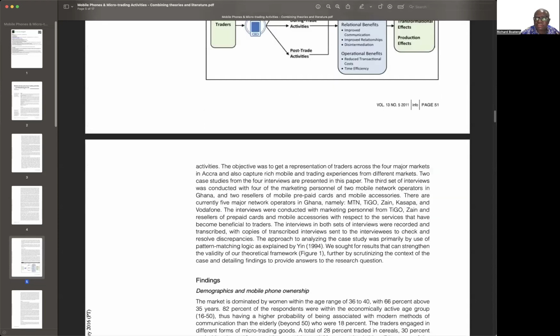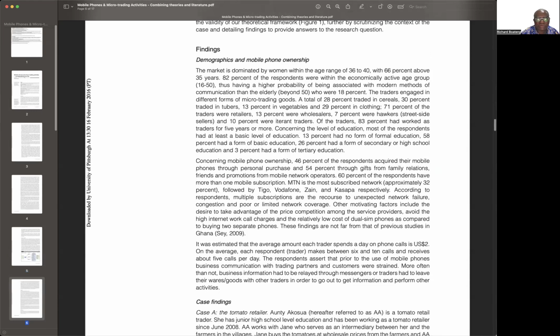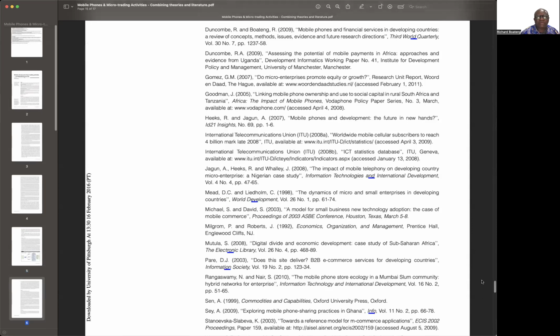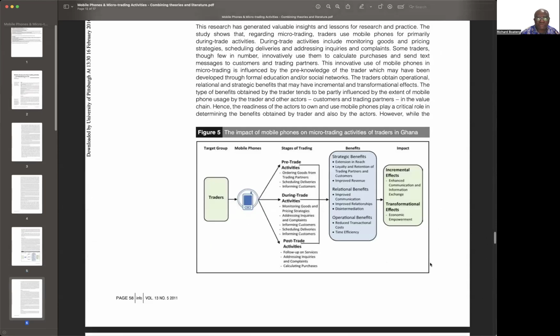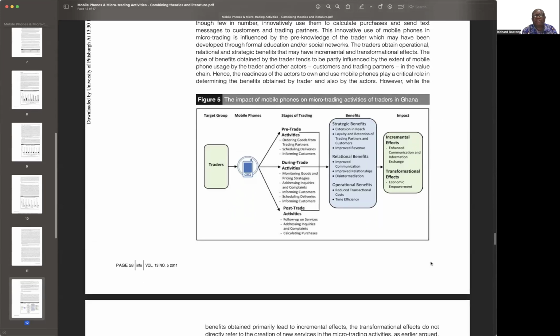Now, after collecting data and analyzing it within a particular market in Accra, I think Madina market is one, Kaneshie market is one, I look at specific networks. This was a new model that was proposed, that the impact of mobile phones on micro trading activity of traders in Ghana will be reflected as, now you can look at it carefully, the pre-trade, during trade, and post-trade has content there now because they went to the field and collected specific data. And then it's still leading to the benefits.